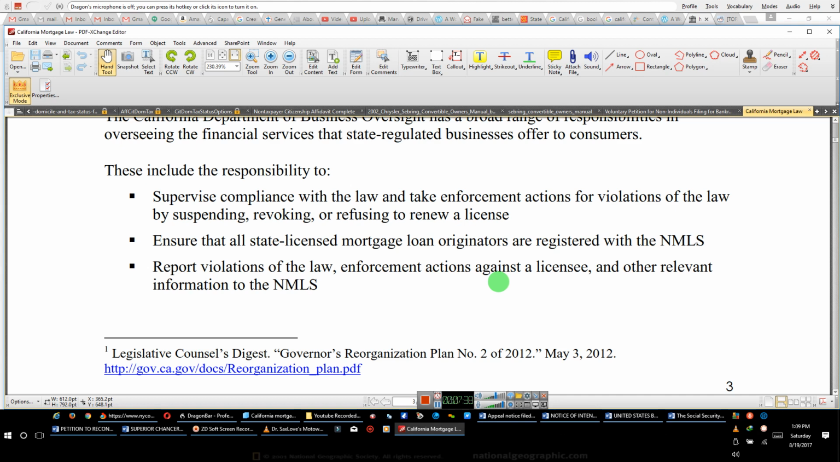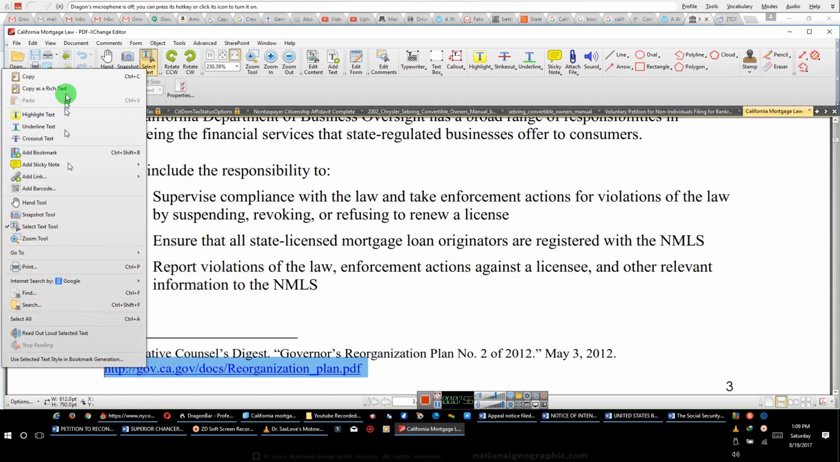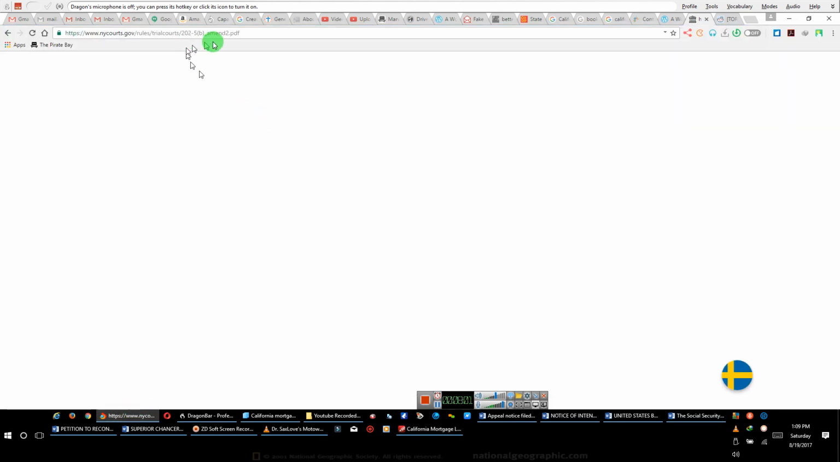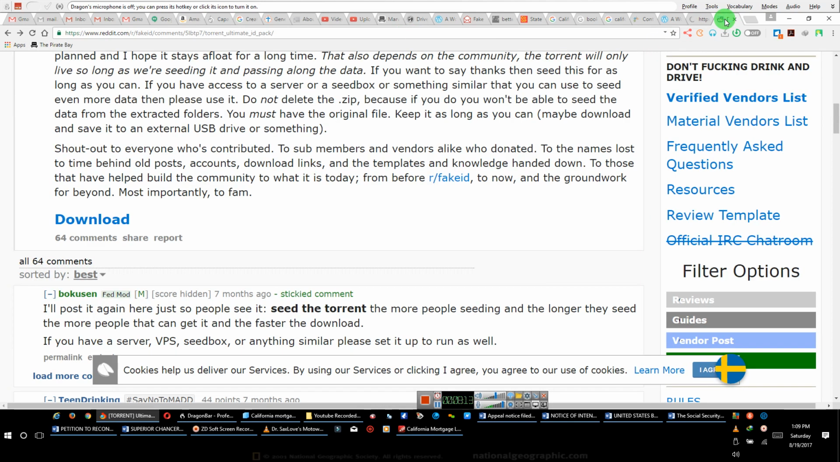Go over the law. See, reorganization plan. I don't know what the governor's reorganization plan is all about, but I do know that I'm going to select text, and I'm going to copy. Where's my copy? And this is a PDF that I was downloading. This is a PDF. Let's do the second PDF too. Paste and go.